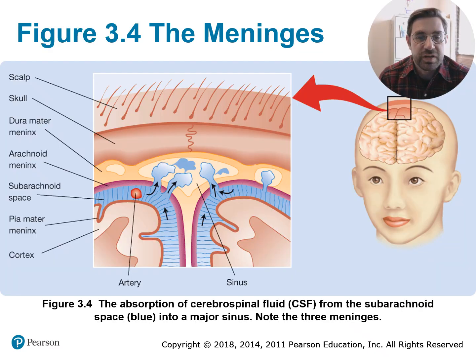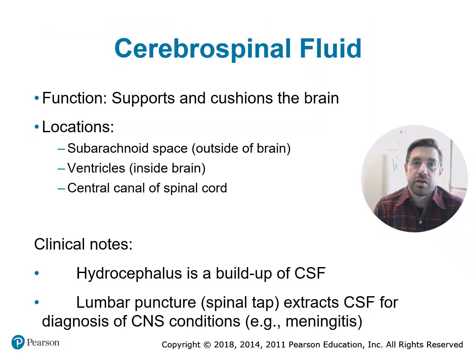Your book's got a nice figure of the meninges showing where they sit relative to the scalp, if you want to study that sort of thing. The main point here is that we've got the three layers that are going to be underneath the scalp, between the scalp and the brain. That fluid we mentioned is called the cerebrospinal fluid, or CSF sometimes.